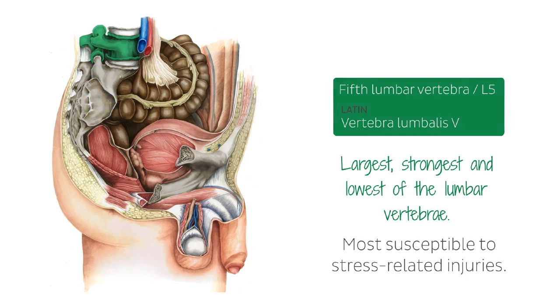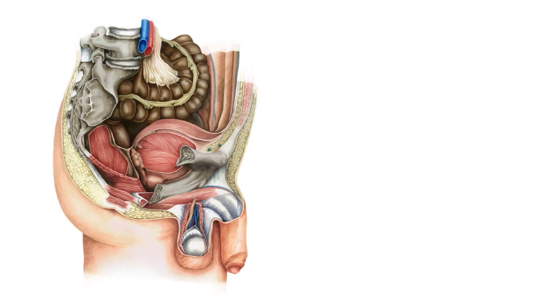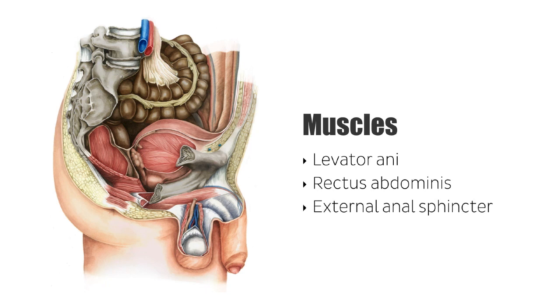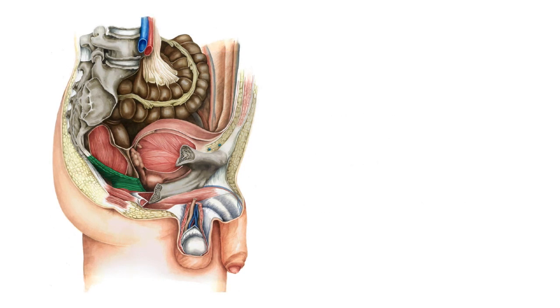We're going to move forward and start talking about some of the muscles that you can see here in this image. We're going to be talking about the levator ani, the rectus abdominis. We're also going to talk about the external anal sphincter. Let's start off with the very first one here on the list, now highlighted in green.